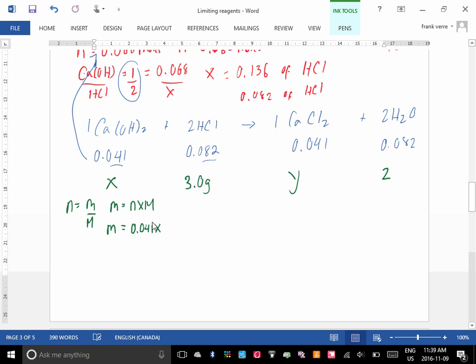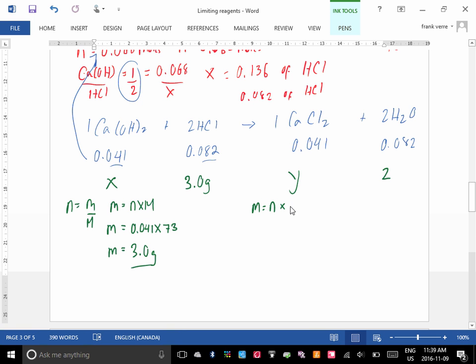And the molar mass of calcium hydroxide was 73. So what's the mass of calcium hydroxide? So what's 0.041 times 73? That sounds about right. So we'll just say 3 grams. Round it up to 3 grams. So 3 grams. Okay. For calcium chloride, what's the mass of calcium chloride?